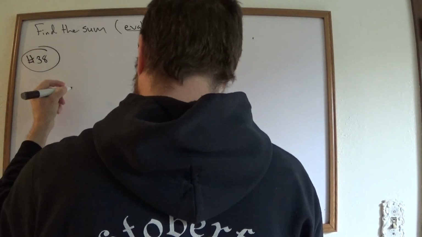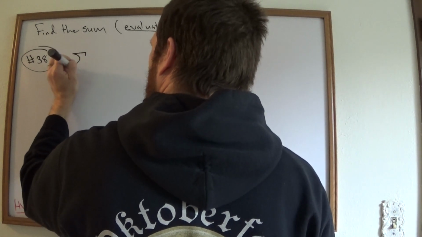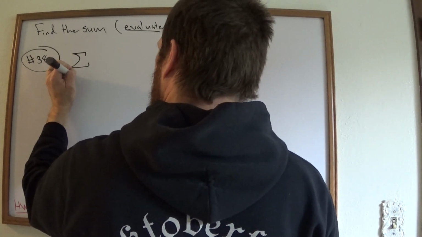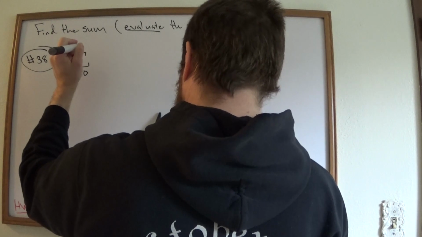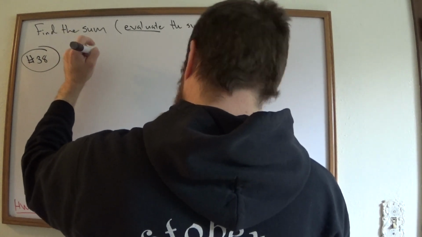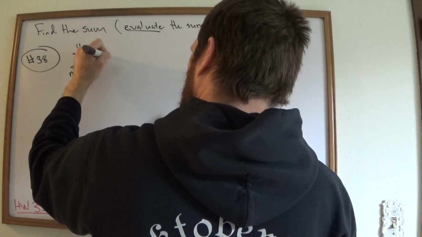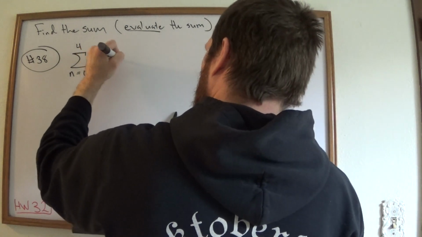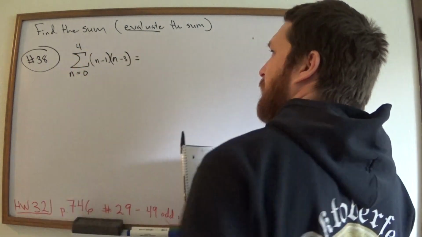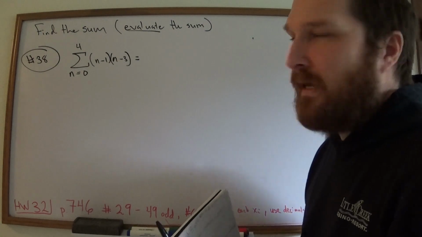Now your book has this as k being the index, but like I said, the index does not matter. It's a dummy variable. It could be anything. So I'm going to change it to n, because that's what I feel like doing. n minus 1 times n minus 3. Okay? Pause the video. Try to figure out what that is.